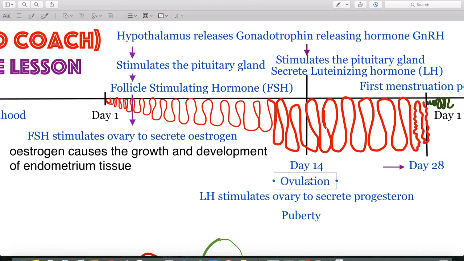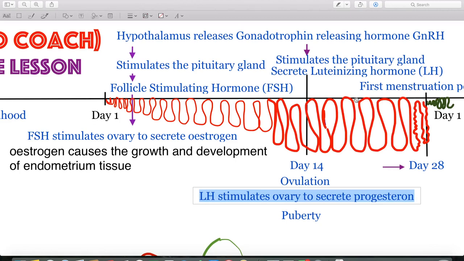the female reproductive system. And then what happens after that? Listen to me carefully. Here the ovulation happens, and then the luteinizing hormone also stimulates the ovary to secrete another hormone known as progesterone. I told you what progesterone does to your reproductive system: it helps to maintain the thickness of the endometrium tissue. Why it does that is because it prepares the tissue for the implantation process.